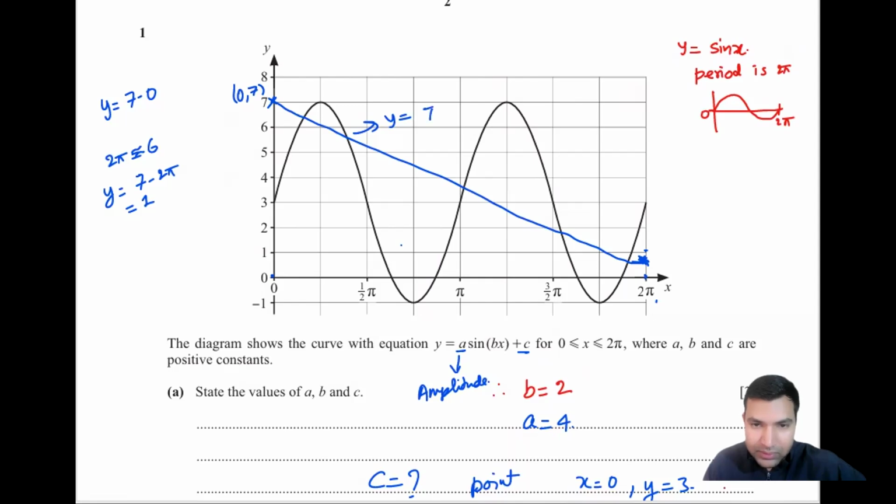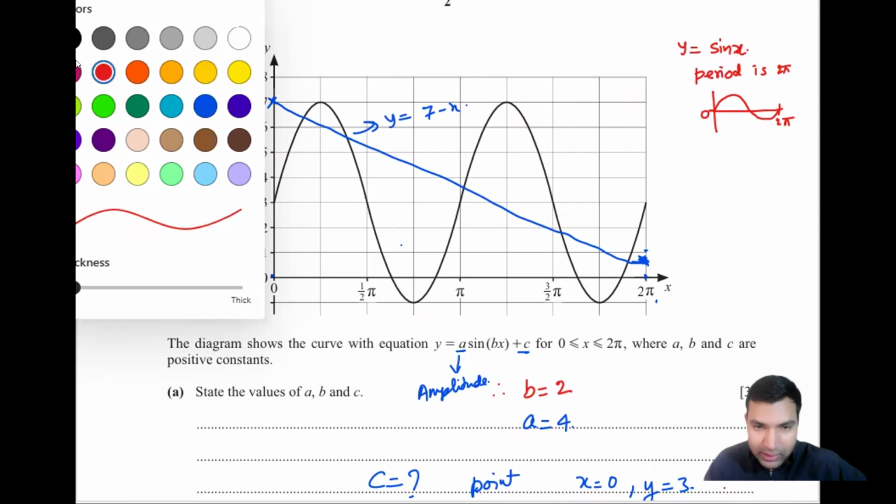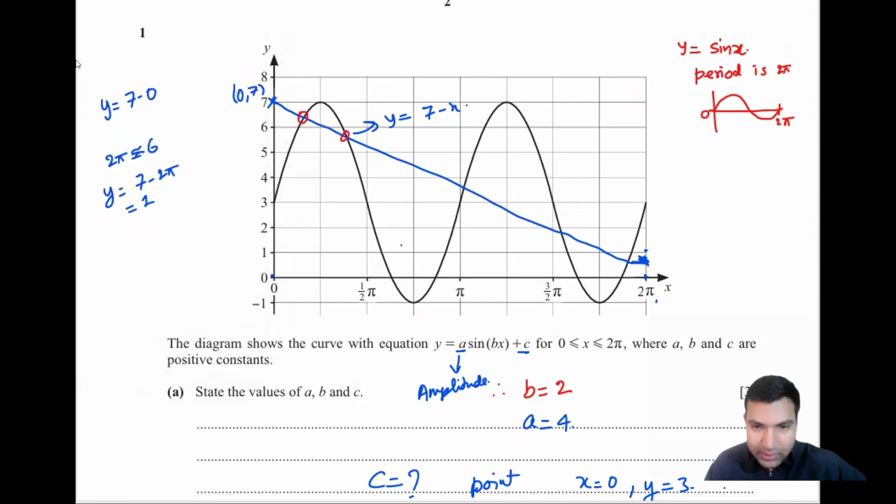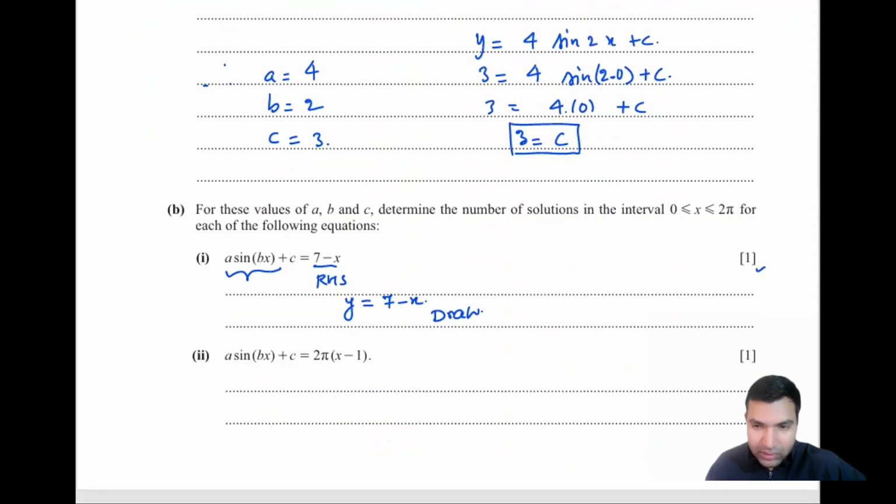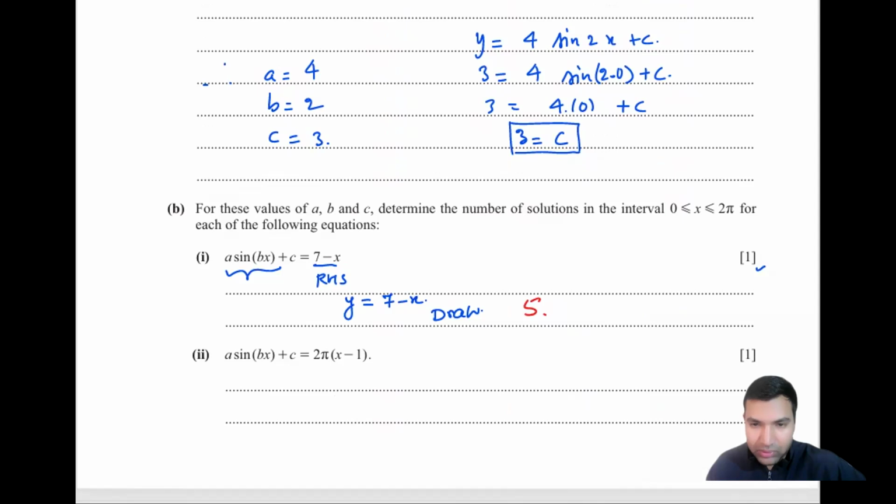Y is equal to 7 minus x. Now I need to find the number of solutions. So just check where it is crossing the sin x graph. 1, 2, 3, 4, and 5. Got it? This is what we know: the point of intersection gives us the solution. So how many solutions are there? There are a total of 5 solutions. I hope it makes sense.